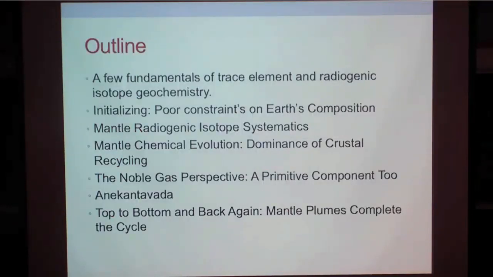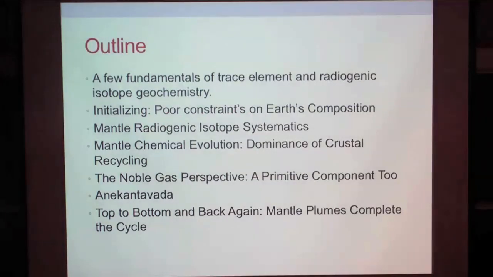All right, so outline for the talk. First, I'm going to talk just briefly about a few fundamentals of trace element and radiogenic isotopic geochemistry. I'll talk a little bit about initializing the system, the fact that we have some debate about the nature of the Earth's composition and how it formed, and this leads to some uncertainty. I won't go into that in too great a detail. We'll talk about mantle radiogenic isotope systematics and chemical evolution of the mantle. We'll conclude the dominant process is crustal recycling. We'll look at the noble gas perspective, which tells us there's some kind of primitive component down there as well. And then this business of Ancient Canada, which Barbara mentioned in her opening remarks. And finally, top to bottom and back again, how mantle plumes complete the cycle.